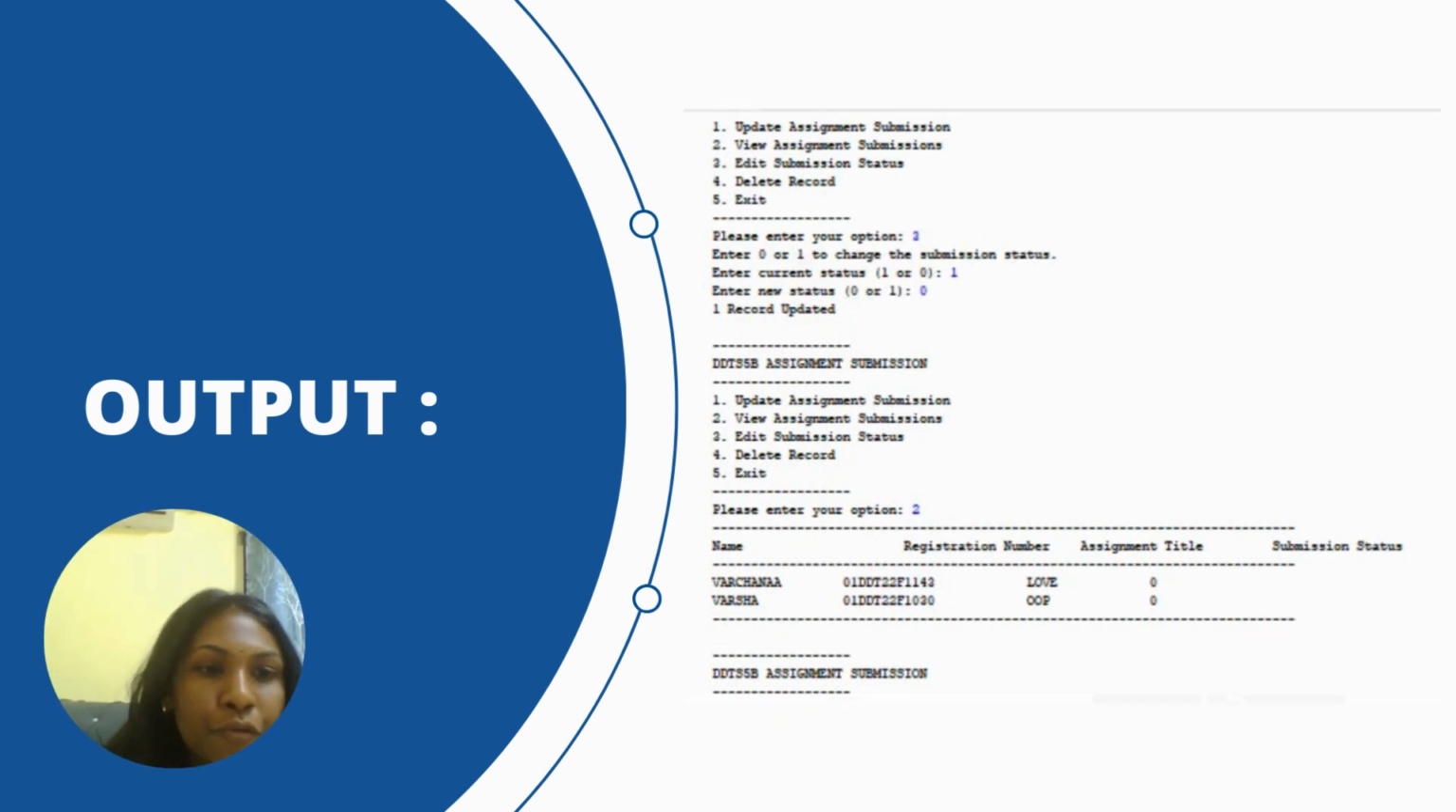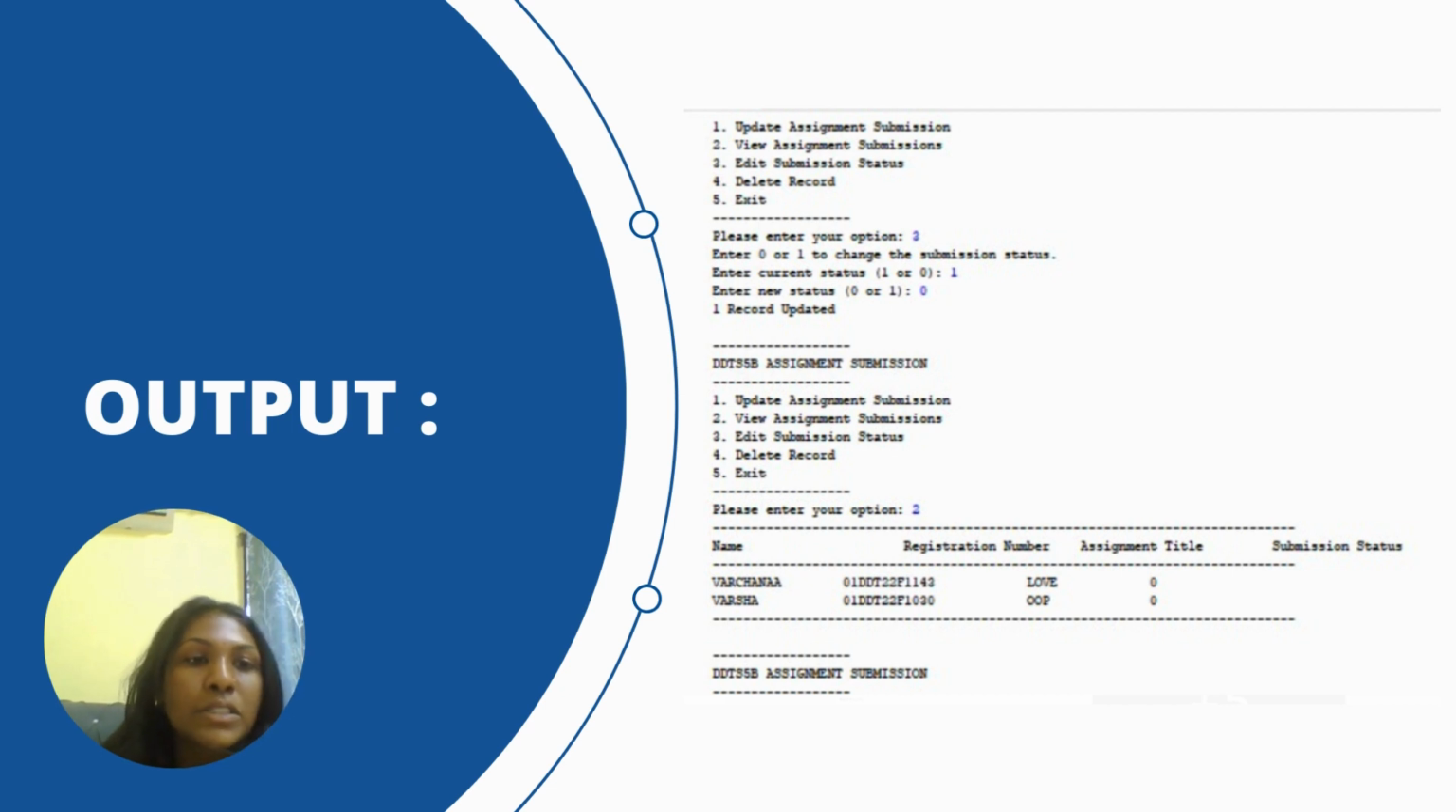The next is if you want to edit submission status, maybe if you put 1, you want to edit to 0, you can put 3 in the please enter your option section. It will ask for your current status. In this case, for the name Varchana, I put current status 1, and then the new status is 0. It will show one record updated.